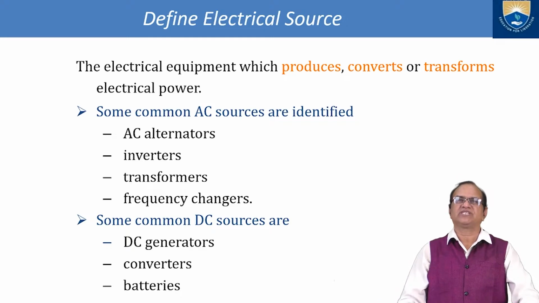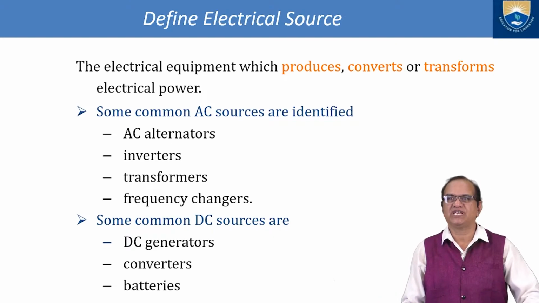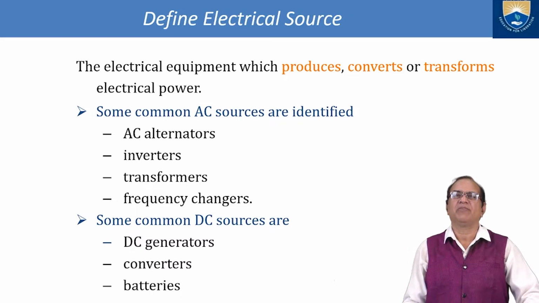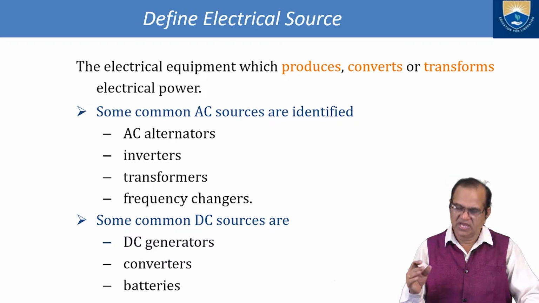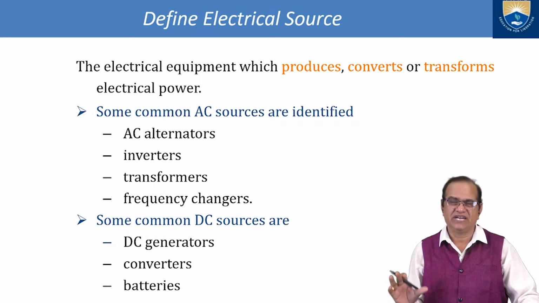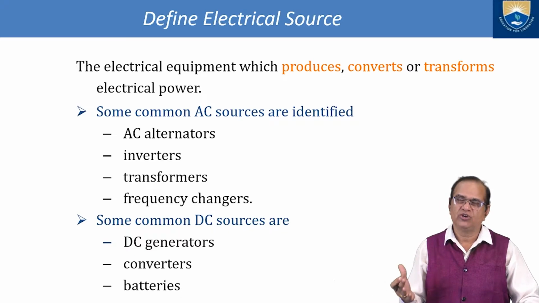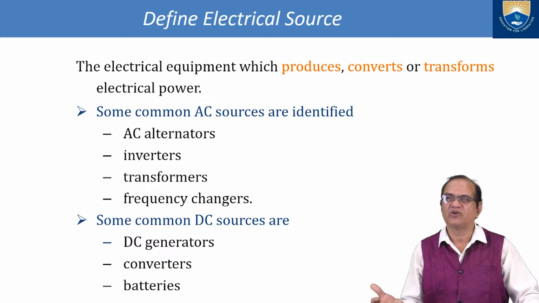First I am going to discuss the definition of electrical source: what the sources are and how they are distributed. The electrical equipment which produces, converts or transforms electrical power is called an electrical source. Some common AC sources are AC alternator, inverter, transformer and frequency changers. We can divide electrical sources into two groups, one is the AC group, another is the DC group. Those equipments are able to produce, convert or transform from one form of power to another.